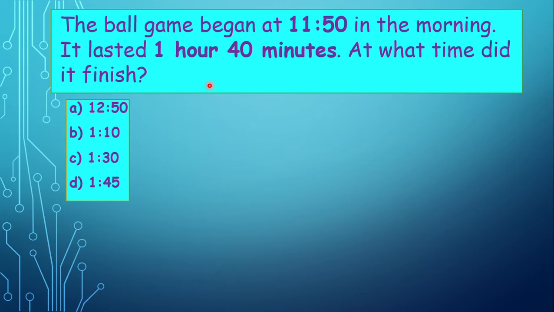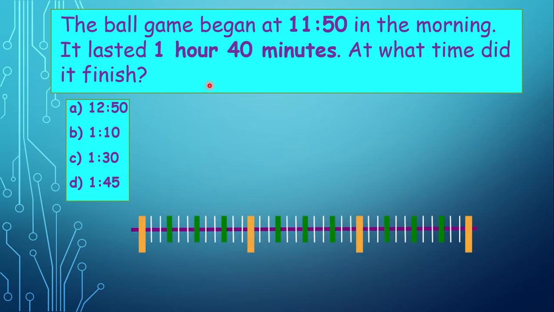Draw a number line. Now, it says here the start time is given, 11:50. So let's start the number line with 11. You should know if it's the end time or the starting time. So the starting time is given. So let's put 11 over here.